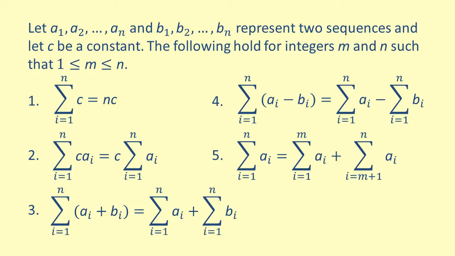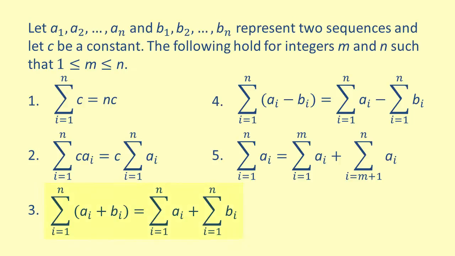Let's look at some properties of sigma notation. First, we have the rule that states that the sum of a constant from i equals 1 to n is equal to n times the constant. Next, the sum of a constant times a sub i from i equals 1 to n is equal to the constant times the sum of a sub i from i equals 1 to n.